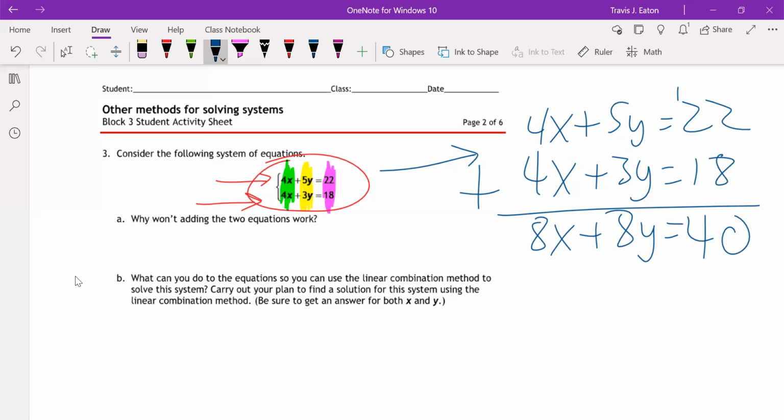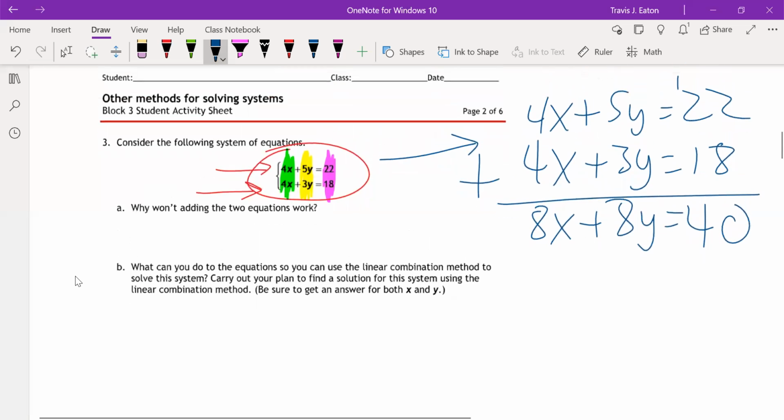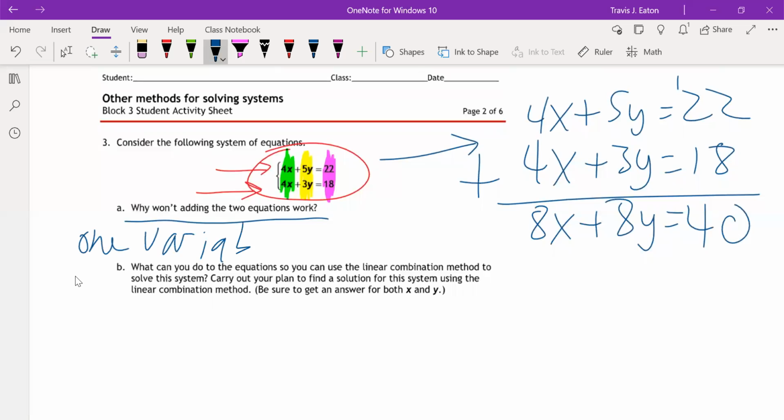Now, I'm going to show you a way that we can solve that problem. So check this out. Now I'm going to go back and erase this stuff here. All right. So why doesn't adding the two equations work? Well, one variable is not eliminated. And that's the whole goal. One variable wasn't eliminated.